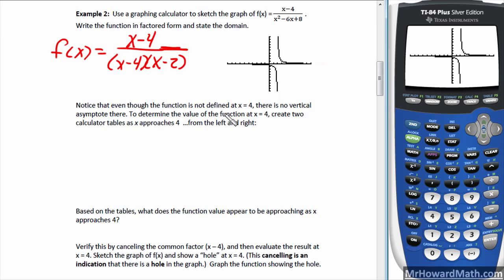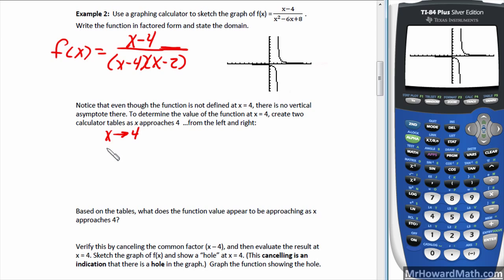Notice that even though the function is not defined at x equals 4, there is no vertical asymptote there. So looking at the graph here, x equals 1, 2, 3, 4 would be right in here. So you can tell from looking at the graph there is no vertical asymptote there. To determine the value of the function at x equals 4, create two calculator tables as x approaches 4. So x approaches 4 would be the way it's written with symbols, from the left and right.